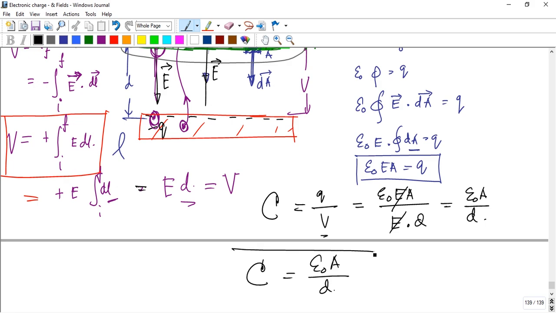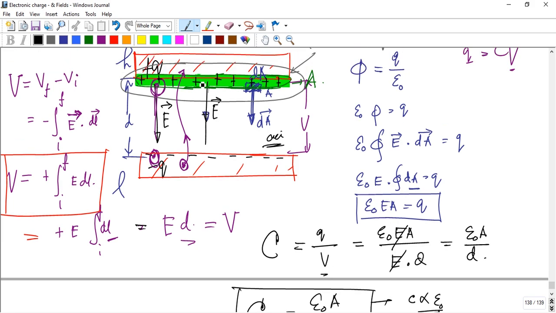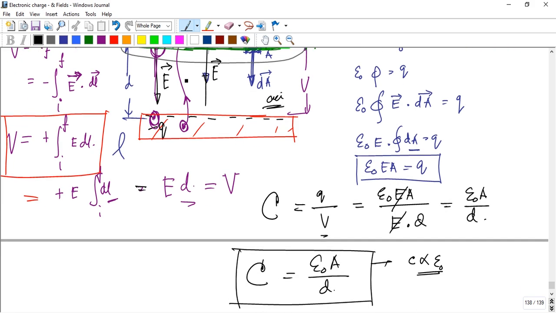The capacitance depends on epsilon naught, the permittivity of free space. For a paper capacitor or a ceramic capacitor it depends on the material between the plates; for an air capacitor the gap is a vacuum. And A is the area of the surface. If the surface is larger, the capacity is more, so C is proportional to A.